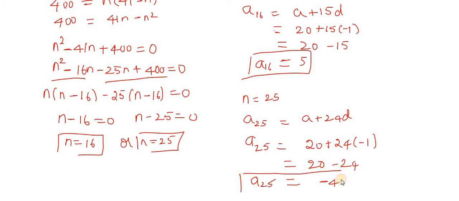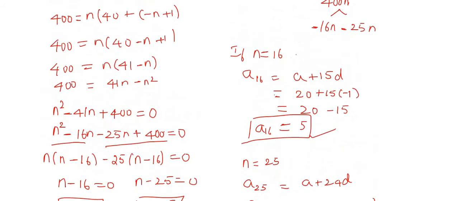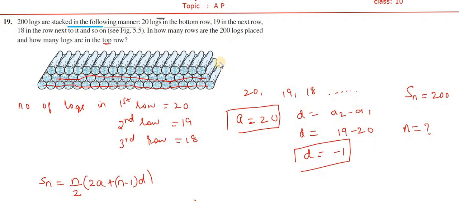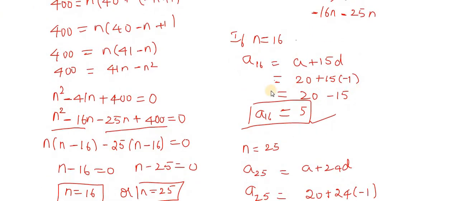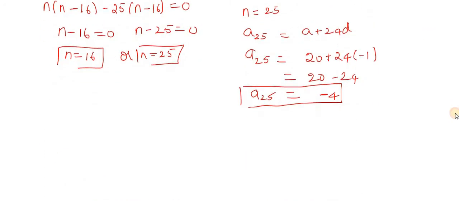So therefore we know that the number of logs can't be negative, it is always positive. So totally, how many rows were there? There are totally 16 rows. So therefore the number of logs in the topmost row is 5. I hope all of you understood. Okay, so please copy this in the classwork. Next question.